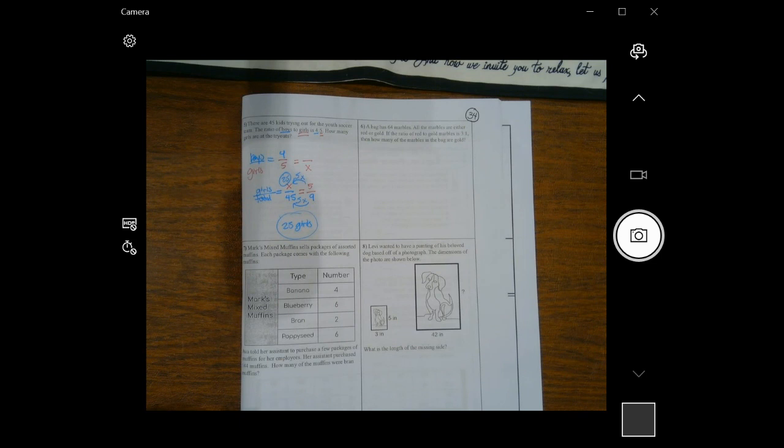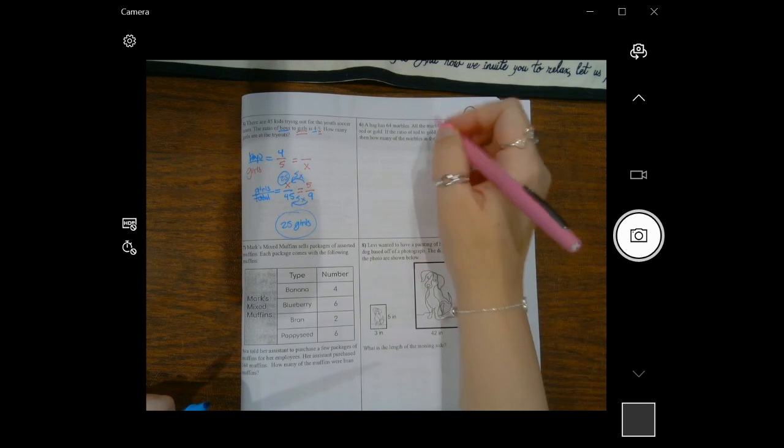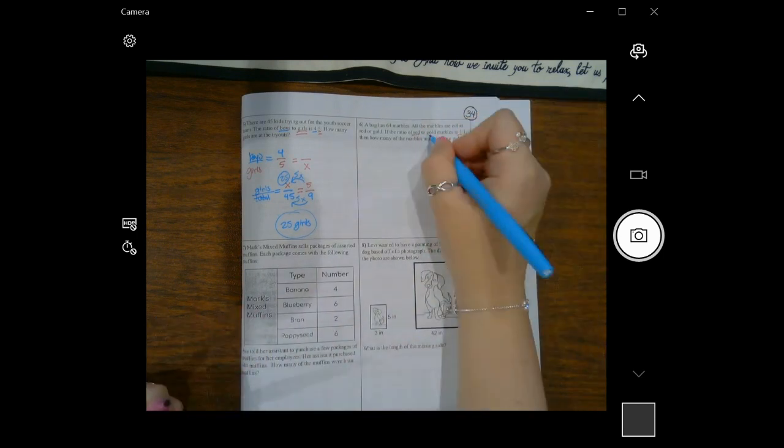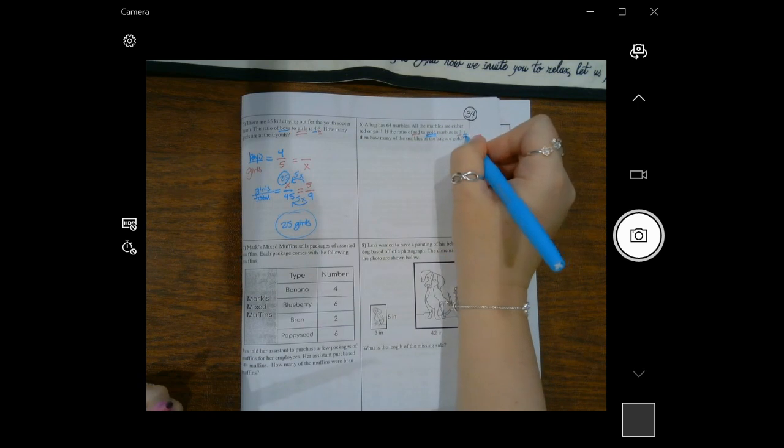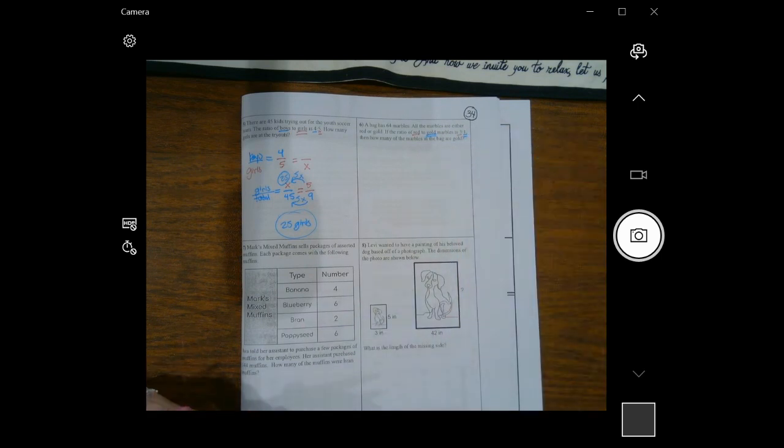See if you can figure out the next one. It's kind of similar. Okay, you unpause the video and you're back with us. It says a bag has 64 marbles, and all the marbles are either red or gold. If the ratio of red, so that would be the first number, to gold, so that would be the second number, is 3 to 1, then how many of the marbles in the bag are gold?